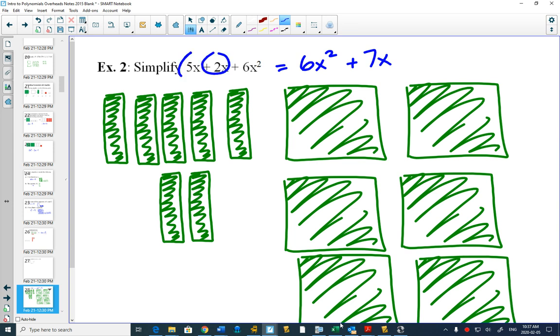And so this one and this one are like terms. Could you do that without having to draw all those pictures? Yeah. You're probably going to like doing it without drawing the pictures because it takes so long to draw the pictures. It would be easy to say, if I have 5x plus 2x, how many x's do I have? I have 7 of them. But the whole reason we draw the pictures is because lots of students will want to add the 2x and the 6x squared together. But they're not alike. That's a big idea in algebra. In order to be alike, you have to have the same variable with the same exponent.